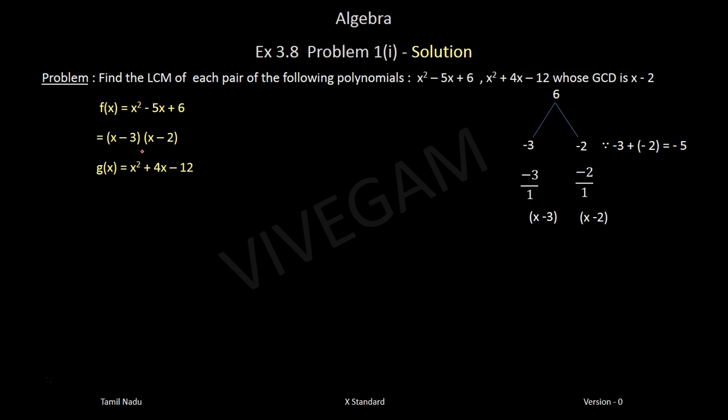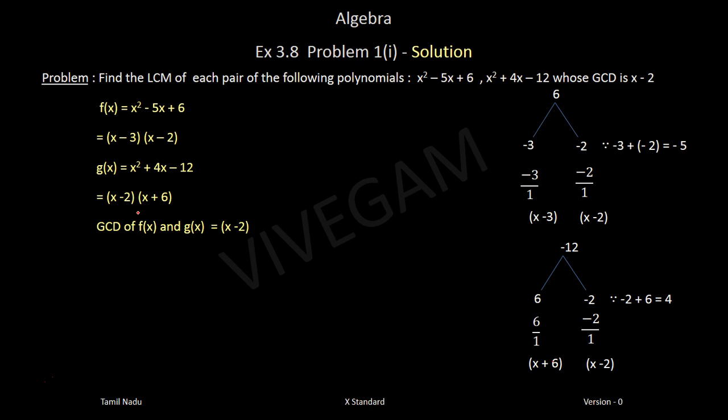So the coefficient of x square is 1, and 1 into minus 12 is minus 12. Minus 12 must be split in such a way that when you add or subtract, you get 4. So 6 into minus 2 is minus 12, and 6 minus 2 is 4. Dividing these by the coefficient of x square, you get 6 by 1 and minus 2 by 1. So x plus 6 is a factor here, and this is x minus 2. Therefore g of x equals x plus 6 into x minus 2.